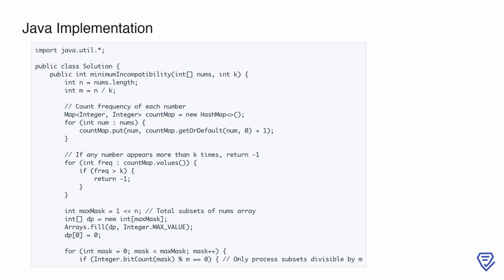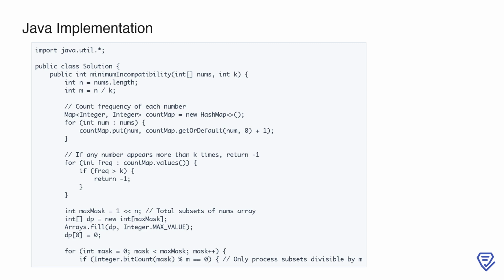The maxMask variable, calculated as 1 << n, represents the total number of possible subsets of the nums array. We initialize the DP array with Integer.MAX_VALUE to act as our state storage, where dp[mask] holds the minimum incompatibility for the subset represented by mask. Finally, we set dp[0] to 0 since the empty set has no incompatibility.